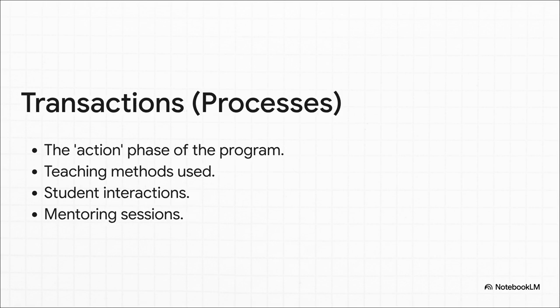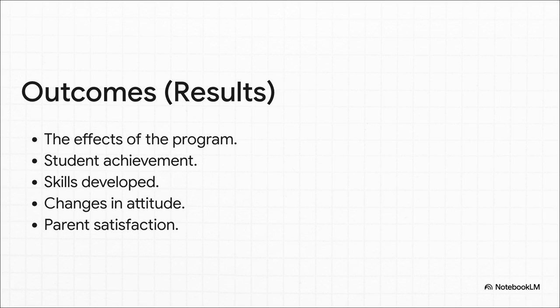Then we have the transactions. This is the process, the action phase. This is the lively, dynamic part where things are actually happening. The teaching methods being used, how students are interacting, any mentoring that's going on. This is where we finally get to see the how. And finally, of course, we get to the outcomes, the results. But look how much broader this is than just test scores. It includes things like skills developed, changes in attitude, even parent satisfaction. It's trying to capture the full impact, not just one number.